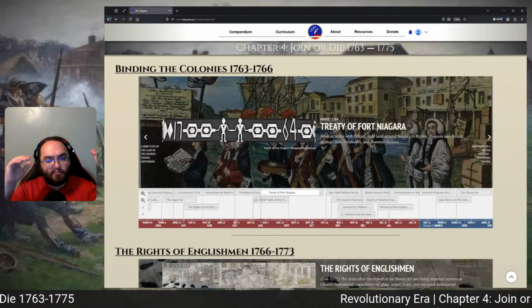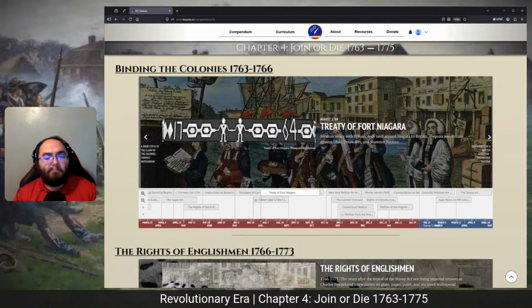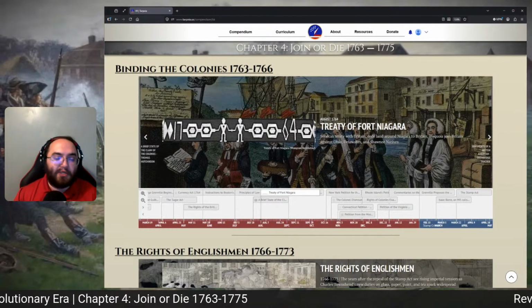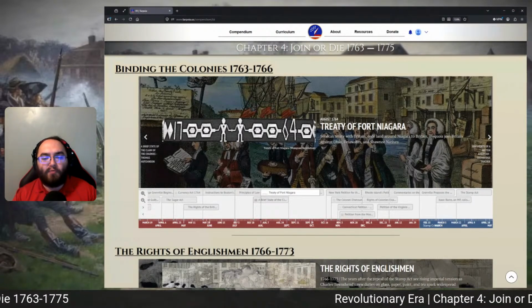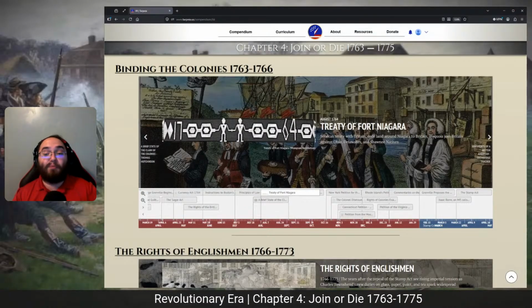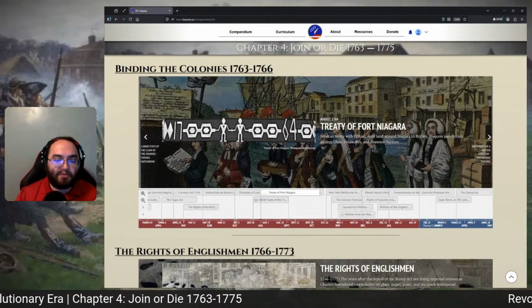Here is a treaty, and the Native American treaties were wampum belts, which are these shells that are put on a string, and it looks like a belt. This is a recreation of what the treaty might have looked like for the Treaty of Fort Niagara, where the Senecas will sue for peace, and they will no longer be part of Pontiac's rebellion.